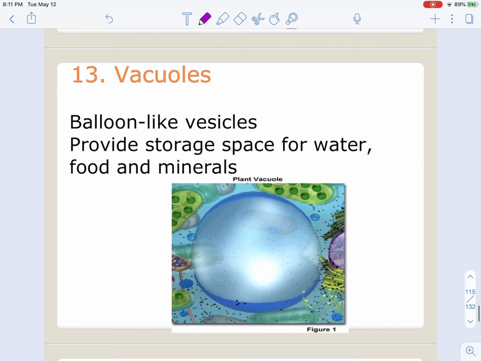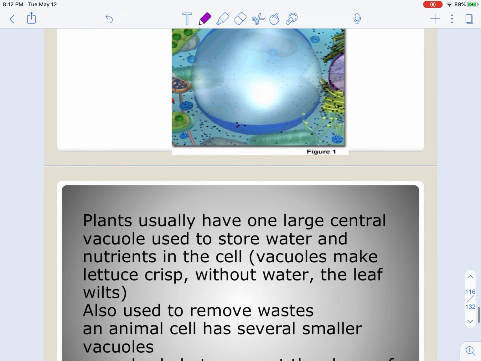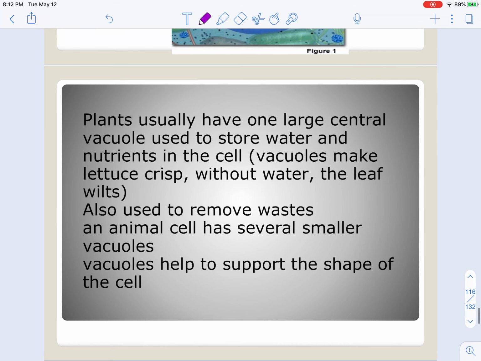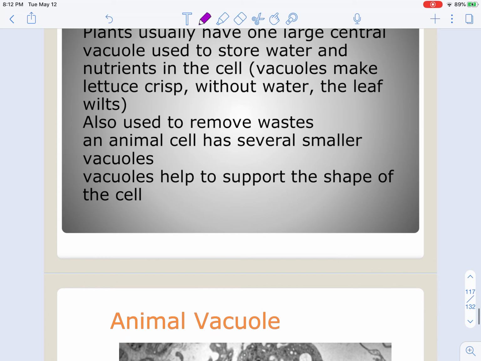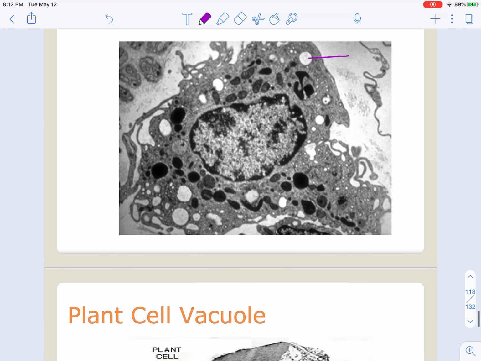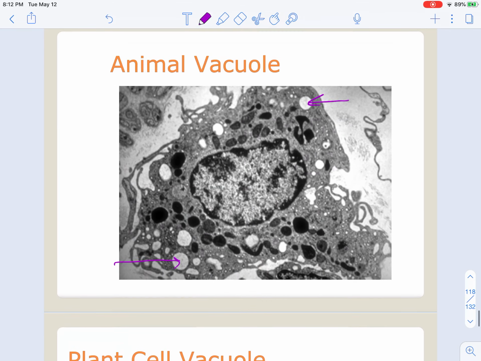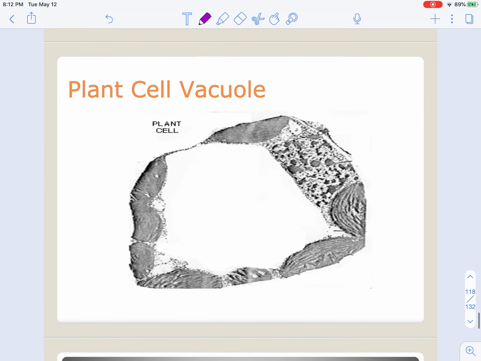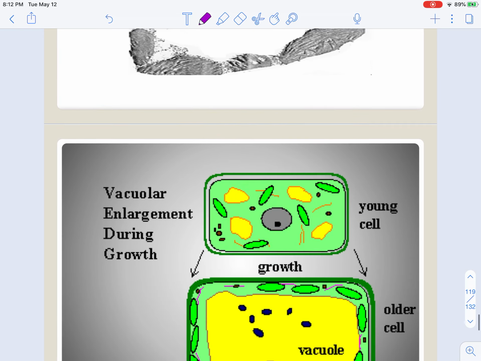Vacuoles are the same as vesicles, which are just spaces full of water or food or minerals. It says here plants usually have one large one, and animals have smaller ones. There might be wastes in there as well. All these little spaces are the vacuoles or vesicles in the animal cell, and there's the one giant one in the plant cell. It's huge.